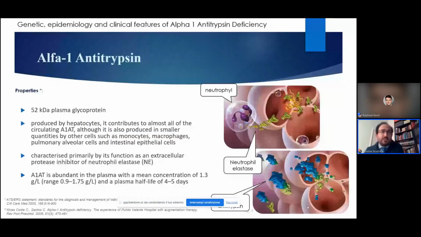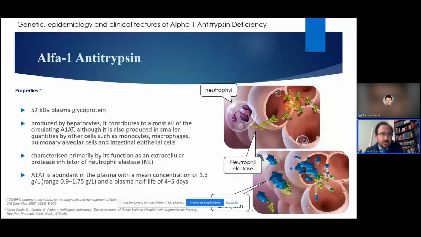What about alpha-1 antitrypsin in terms of genetics and molecular aspects? This is a high molecular weight plasma glycoprotein that is mainly produced by hepatocytes, which are responsible for most of the circulating alpha-1 antitrypsin level. But we have to remember that it is also produced in smaller amounts by other cell lines such as monocytes, macrophages, pulmonary alveolar cells, and intestinal epithelial cells.